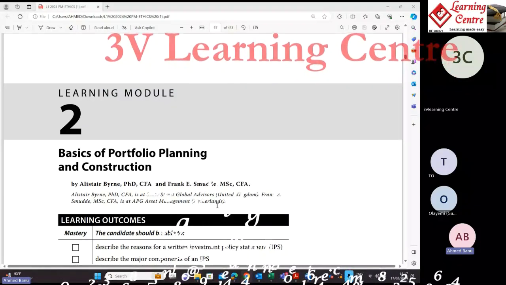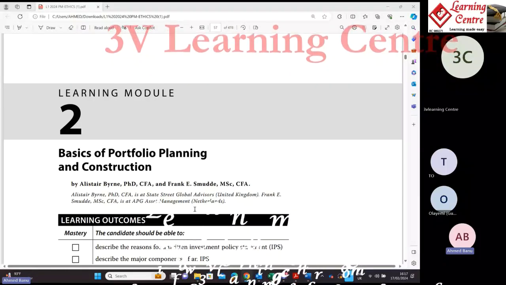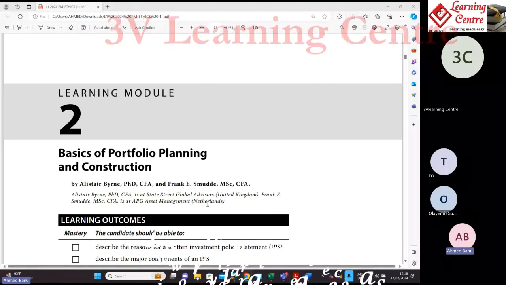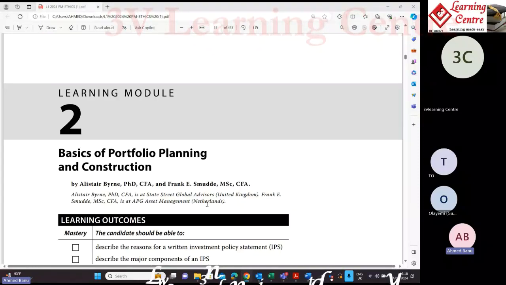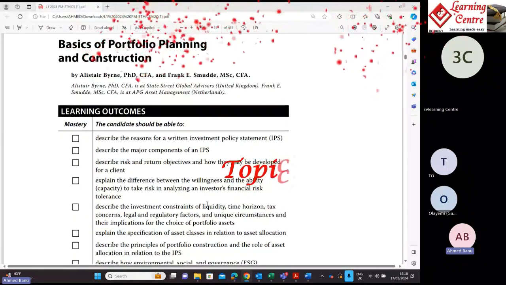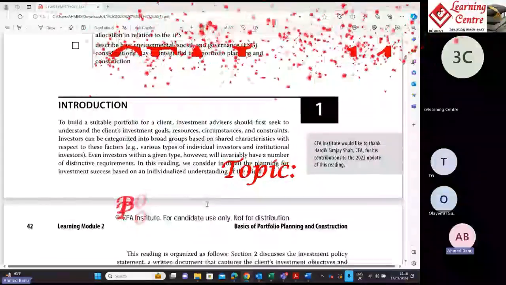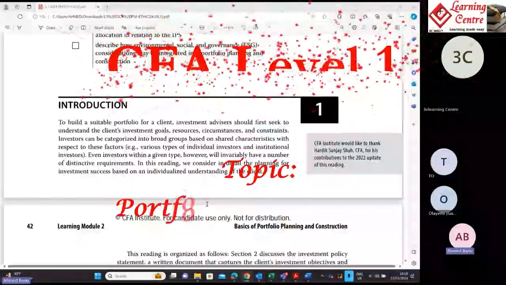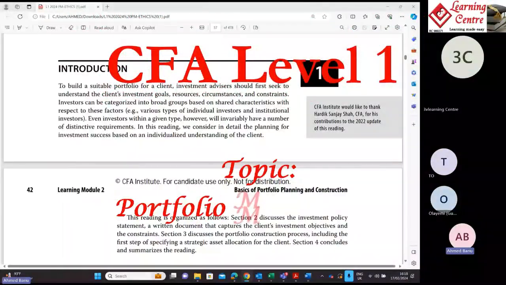So under the planning step, we're now going to go deeper into portfolio planning, which is what we do in the planning step. We might not be able to finish this reading today, but I'll try to cover as much as possible.